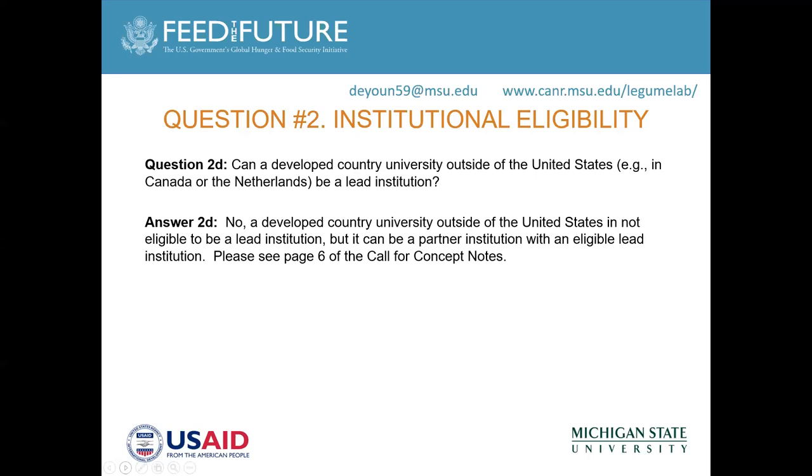Question 2D. Can a developed country university outside the United States, for example, in Canada or the Netherlands, be a lead institution? No, a developed country university outside of the United States is not eligible to be a lead institution, but it can be a partner institution with an eligible lead institution. Please see page 6 of the call for concept notes.